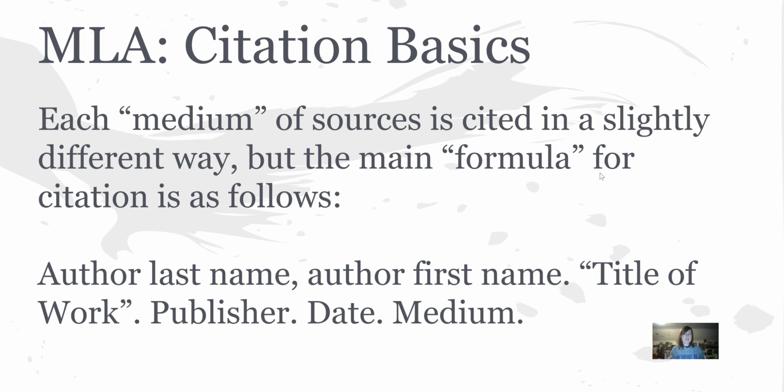Now each medium, like I said, because we cite so many different things in MLA and it's progressed and changed throughout the years, there are different formats to cite, but the formula always starts the same way. It always starts with the author's last name, a comma, the author's first name, a period, the title in quotation marks, the publisher, the date, and the medium. The medium being like print or web, things like that. And it's changed a little bit in the last year. It's altered slightly, but that's the idea anyway.